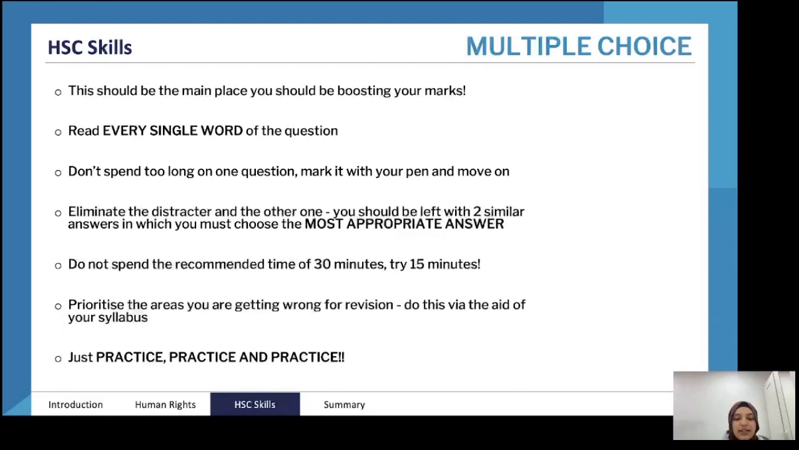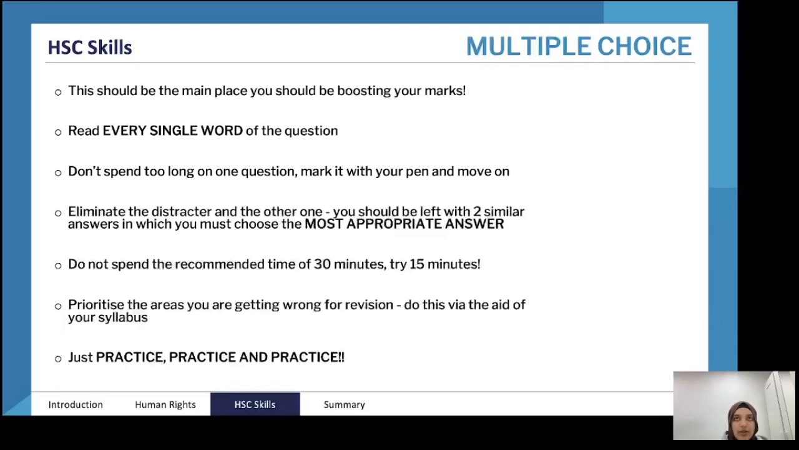And finally, just practice, practice, and practice. That is the key to success in this course, to just keep practicing, especially multiple choice. Very, very easy to practice. NESA actually has a resource available of multiple choice quizzes that you can also attempt. So please do have a look at that if you're interested, and collect the papers and then have them marked at the end as well. So that's something to keep in mind.